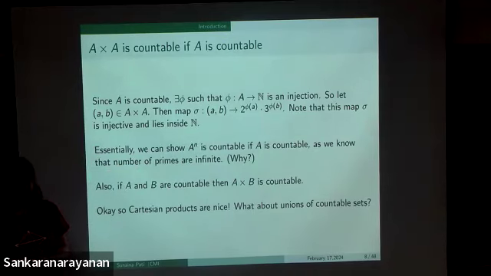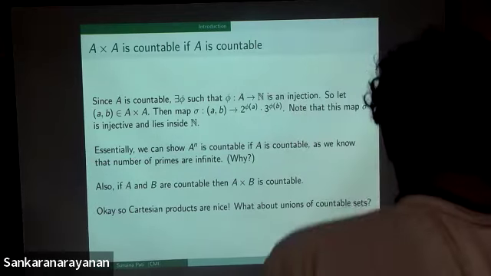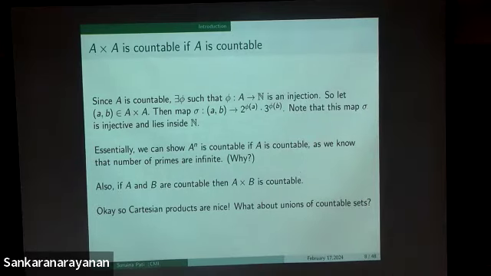So what I'm going to do is, if I have A comma B, I'll map this to 2 to the power A, comma, sorry, times 3 to the power B. And this is an injective function. Can you guys see how? Okay, nice. Let's just show it.